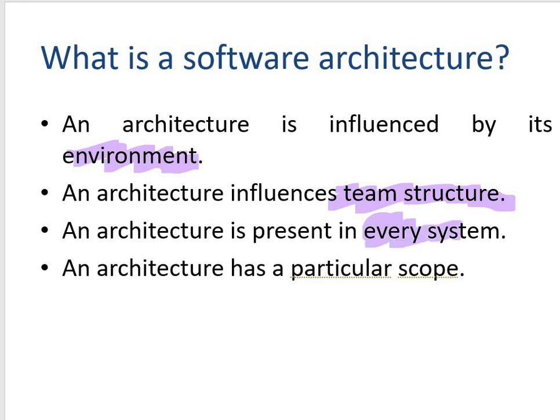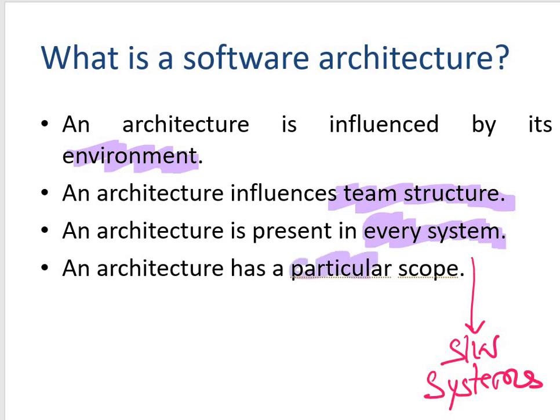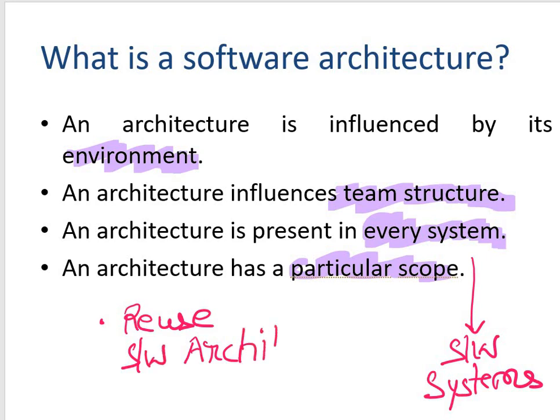An architecture is present in every possible software system. System here means your software system. Because right now we are talking about software systems, but in actual it is present everywhere. And an architecture has a particular scope as well, and I can reuse my architecture as well, software architecture to be very specific. Reusability factor is there.